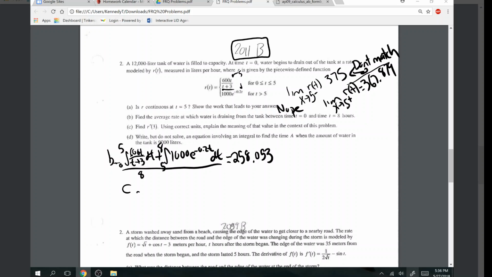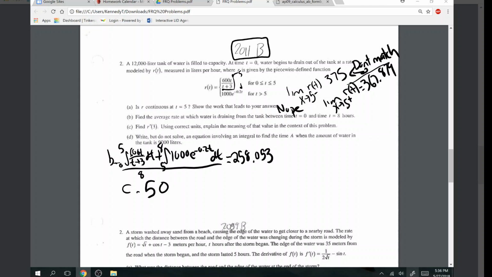All right. Find r prime of 3. So we're obviously using the first equation, because that's when t equals 3 is in that first interval. And all you do is do the derivative at a point on your calculator. Menu, calculus, and I think it's the first one in the list. And you plug in 3 with 600t over t plus 3. I'm not even going to find the derivative because you should use your calculator to do it. When you do that, you get the answer 50.